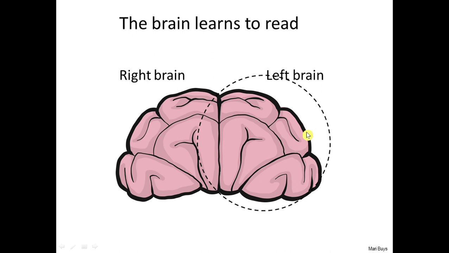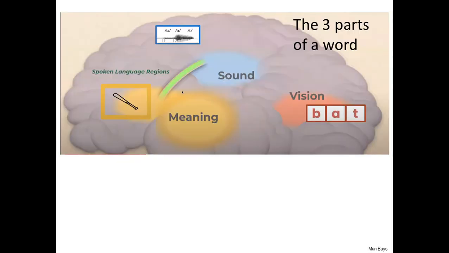Okay, so let's quickly look at how the brain learns to read. This is a picture of the brain from the front. So you can see that reading takes place in the left brain, most of the time. So this is the side view of a left brain, and we are looking at the three parts of a word and how that is processed in the brain. So let's look at the three parts.